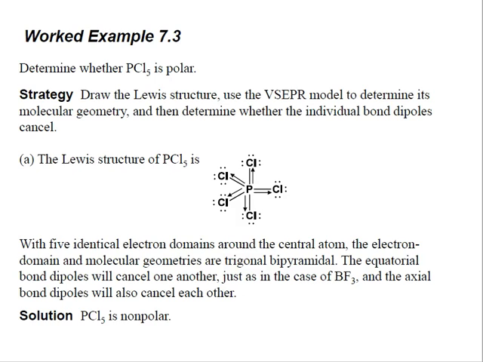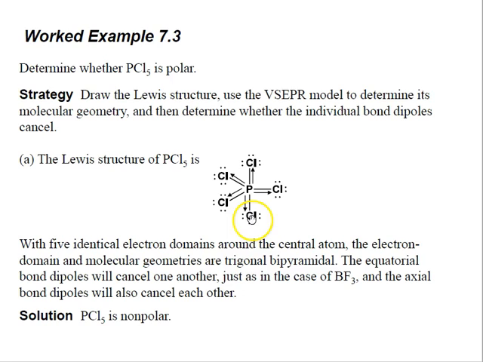Alright, so again, strategy, and I'll read through this, and it just summarizes what I just mentioned. First draw the Lewis structure, use the VSEPR model to determine the molecular geometry, and determine whether the individual bond dipoles cancel. So for part A, the Lewis structure of phosphorus pentachloride will have phosphorus in the center. You'll have all 5 chlorines attached. This does exceed the normal octet, and we've seen that before with phosphorus. Each of the chlorines will have electrons, so they all have their octets once you put the electrons around them.